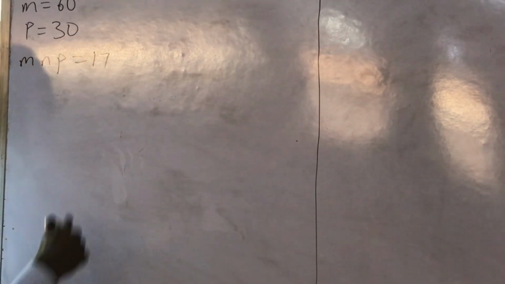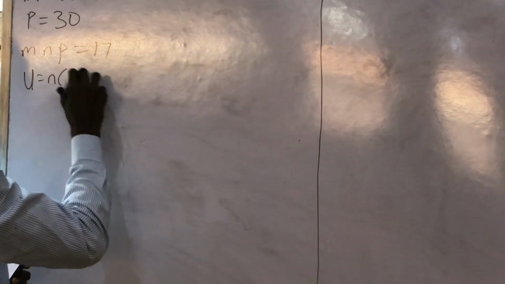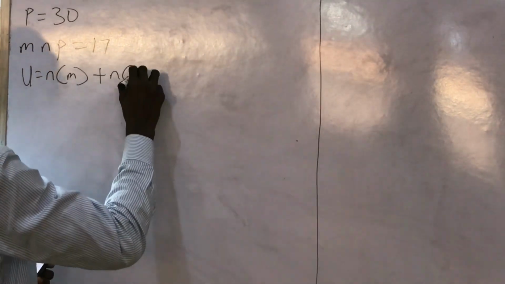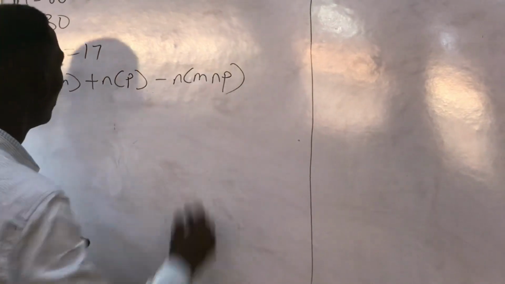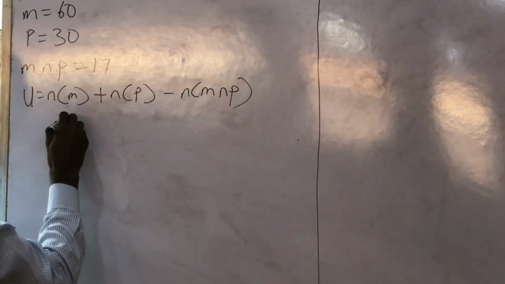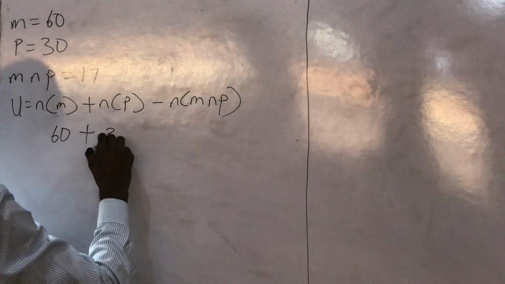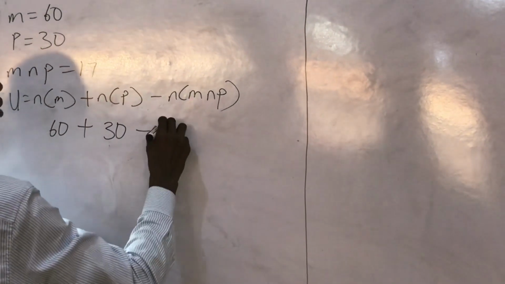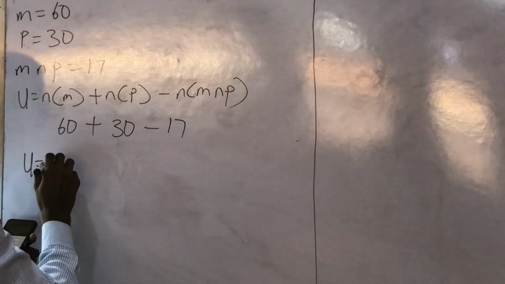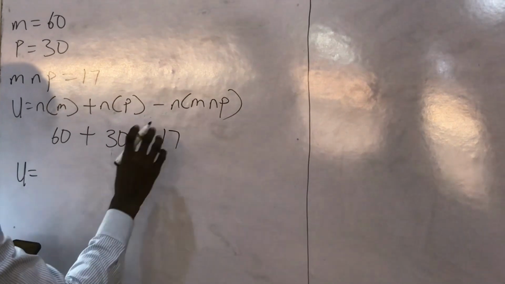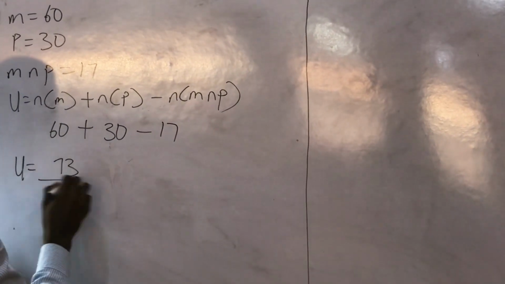So if you want to solve a question like this, this is how it goes. Our universal set is the cardinality of M plus the cardinality of P minus the cardinality of M intersection P. So the cardinality of M is 60 plus the cardinality of P, which is 30, minus the cardinality of M intersection P, which is 17. Therefore, our universal set is equal to 60 plus 30 is 90, 90 minus 17 is 73. Therefore, this is our universal set.